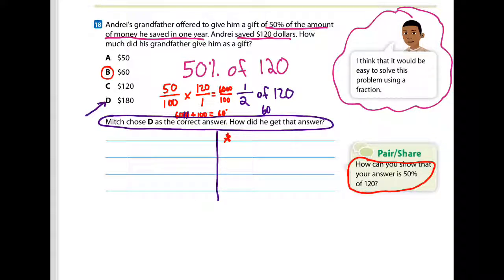Now, remember, you can think when you're answering that pair share, any way you can think to show that your answer is 50% of 120, anything you can think of, you're going to be right. You don't have to change anything. All right, so you have 2 questions to answer, the one about Mitch here and the pair share on the right. Pause the video, write both of those answers, and restart it when you're done. Go.